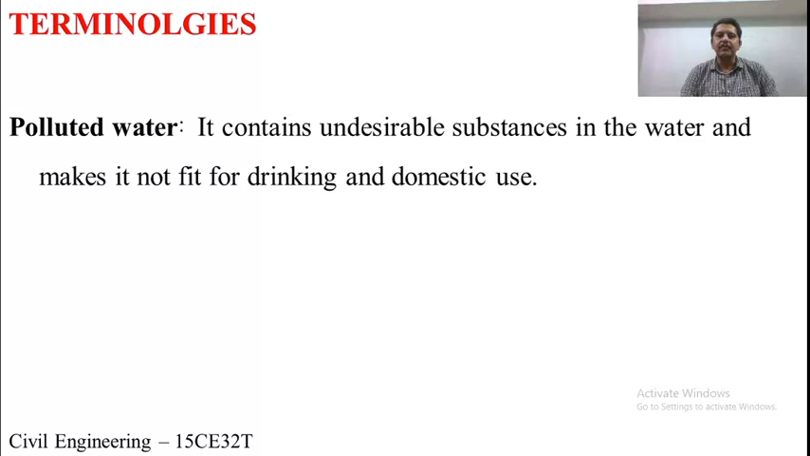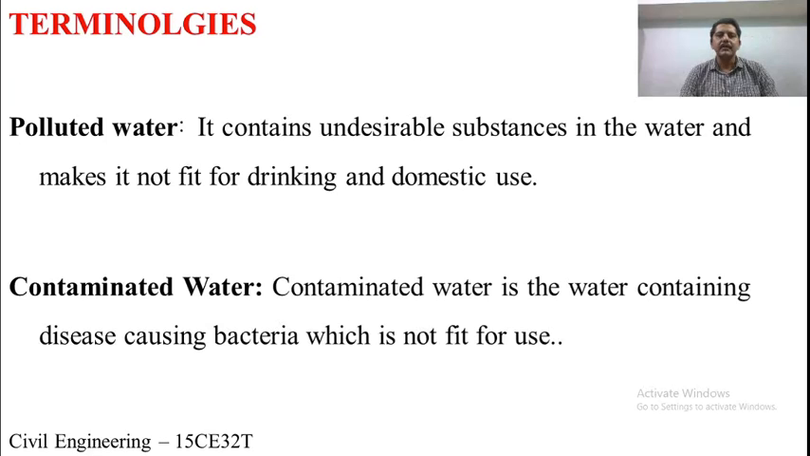Polluted water. You might have heard the word pollution. Polluted water is the water that contains undesirable substances and makes it not fit for drinking and domestic use. So polluted water contains some harmful or undesirable substances that make it not fit for drinking and domestic use. Contaminated water. Contaminated water is the water containing disease-causing bacteria which is not fit for use. So it contains disease-causing bacteria and it is not fit for consumption or any other purpose. That is called contaminated water.